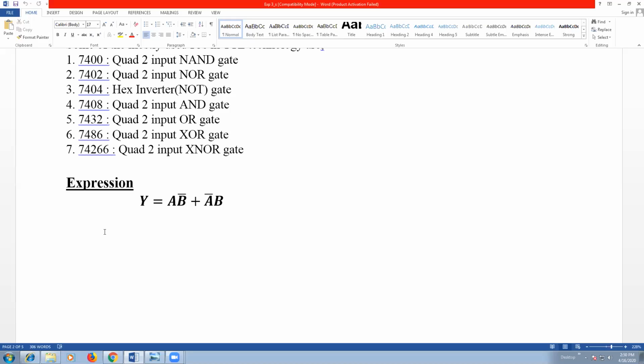You can see here, if two inputs A and B are there, then the expression is A dot B bar plus A bar dot B. So there are two dots, A dot B bar and A bar dot B, so we need two AND gates. And there are two bars, so we need two NOT gates, and one plus is there, so we need one OR gate.